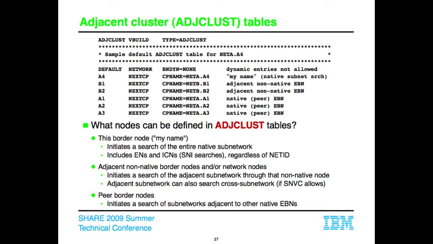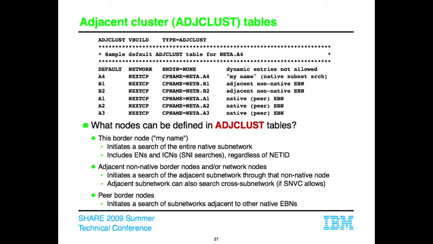Why would you ever want to code your own border node name inside the table? Finding my own name in the table basically causes this border node to initiate a search of the native network. That means the broadcast search, the central directory server search, the interchange node search, the subarea searching, and the end node searching, all of that kind of stuff. Right? Includes the end nodes, the ISANs, and everything SNI, regardless of the net ID.